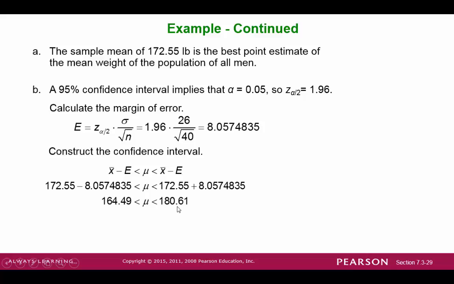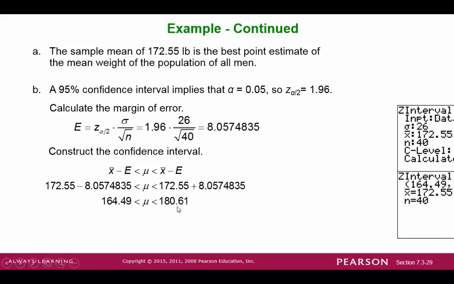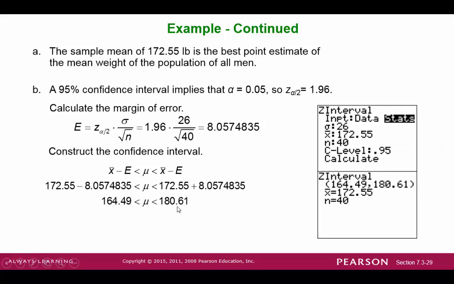Using a calculator, however, we'll find that a little quicker. We will do the z interval. We will put in our sigma, that's 26. Our x bar is 172.55 with n equal to 40, and our confidence level of 0.95 or 95%. And you'll see that the result, 164.49 and 180.61, is exactly what we got using the formula.